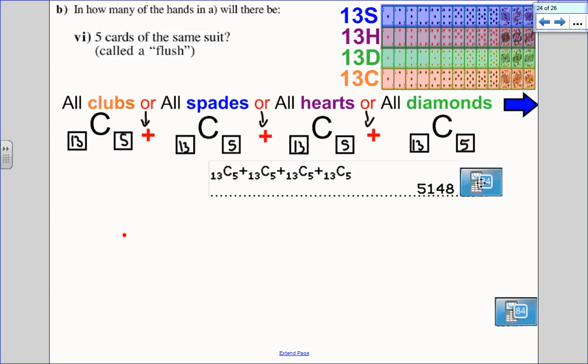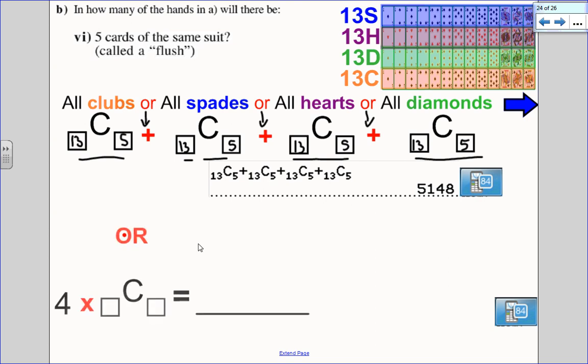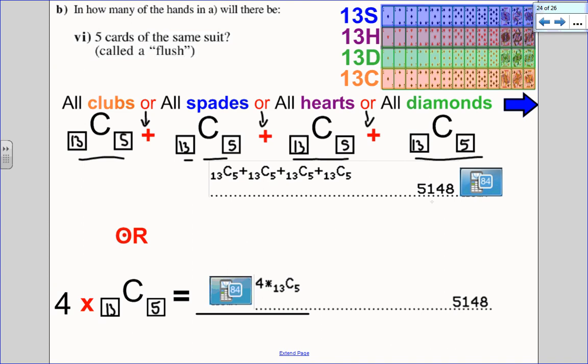5,148. Or you can notice these are all the same. 13C5, 13C5, 13C5, 13C5. These are all the same. So you could enter this in as 4 times 13C5 instead of doing it all individually. But either way honestly is fine, and you can see that I do get the same answer altogether.